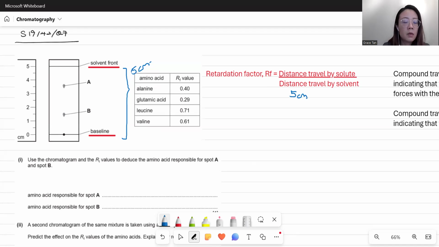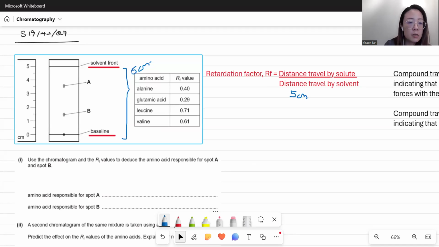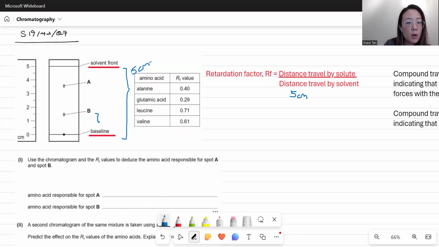So for example, you had a mixture of amino acid and you don't know how many you have. But after running this experiment, you realize there's 2 dots coming out, which is dot A and dot B. So dot B, you take a ruler and you measure the distance here is 1.5 centimeter. And for the spot A, this would be 3.5 centimeter. Okay, so the retardation factor will be the distance traveled by your A divided by the solvent front.